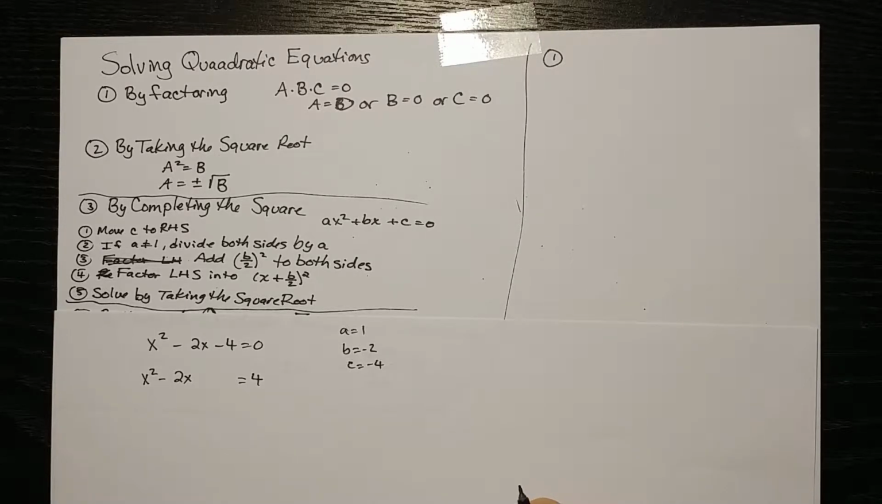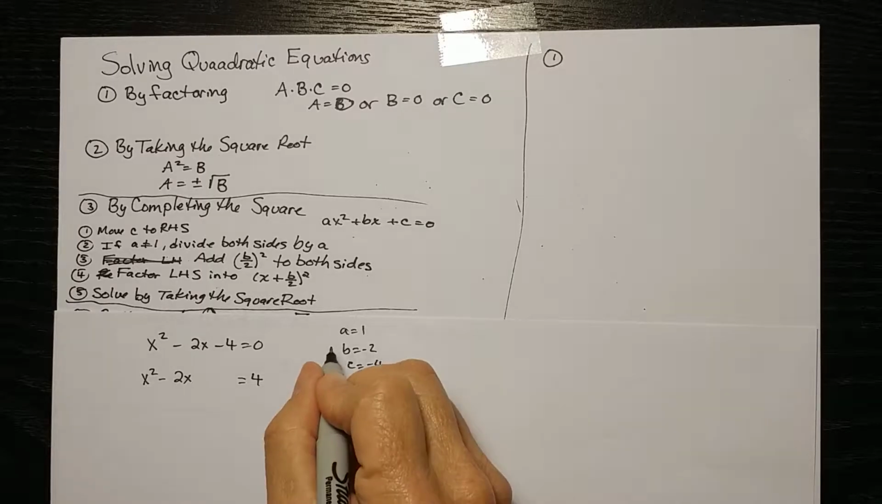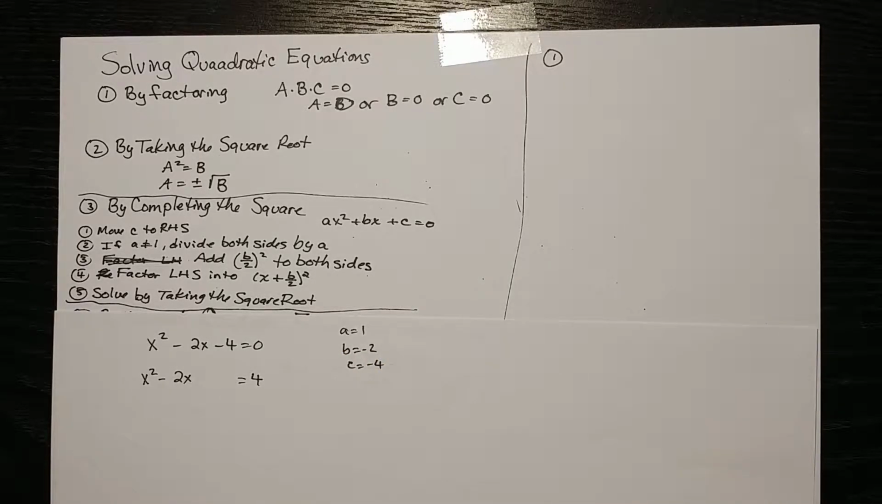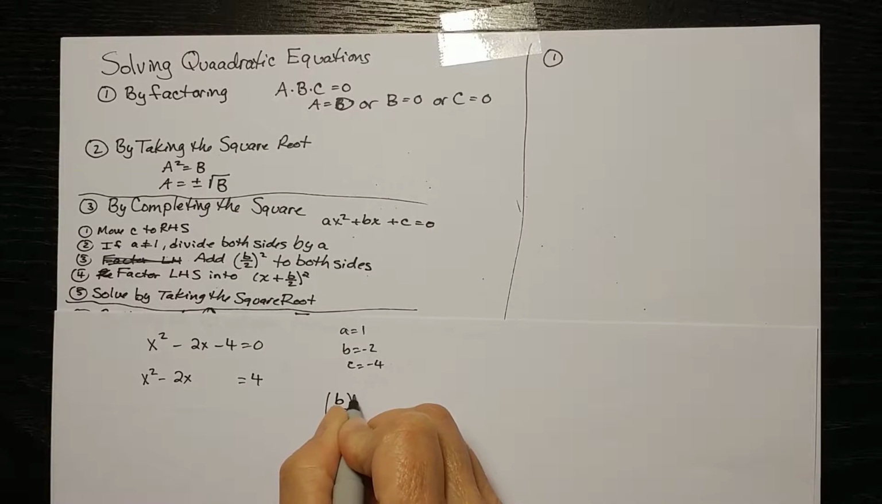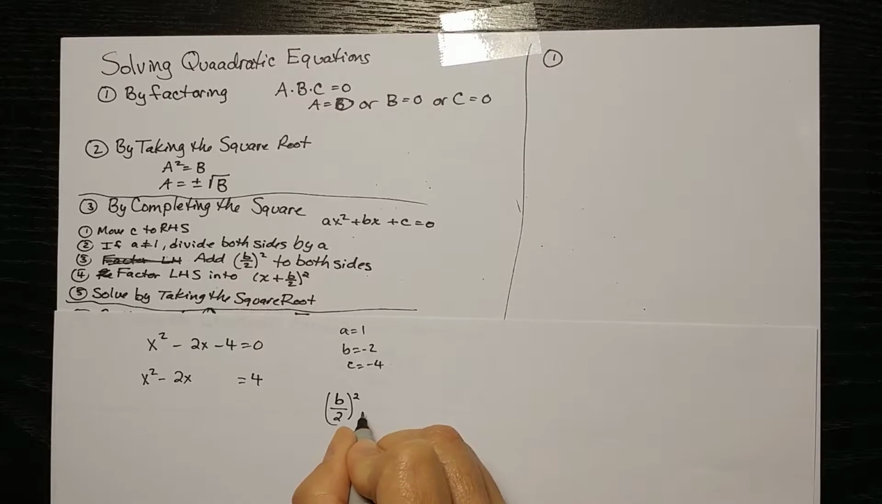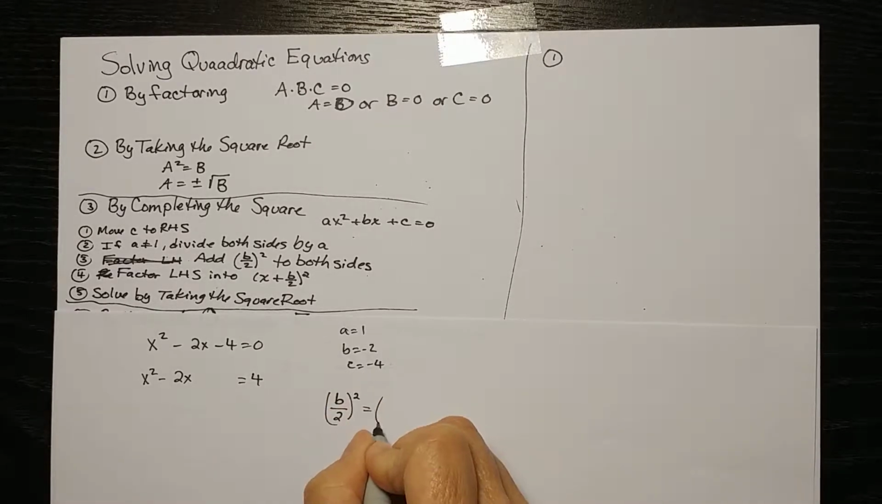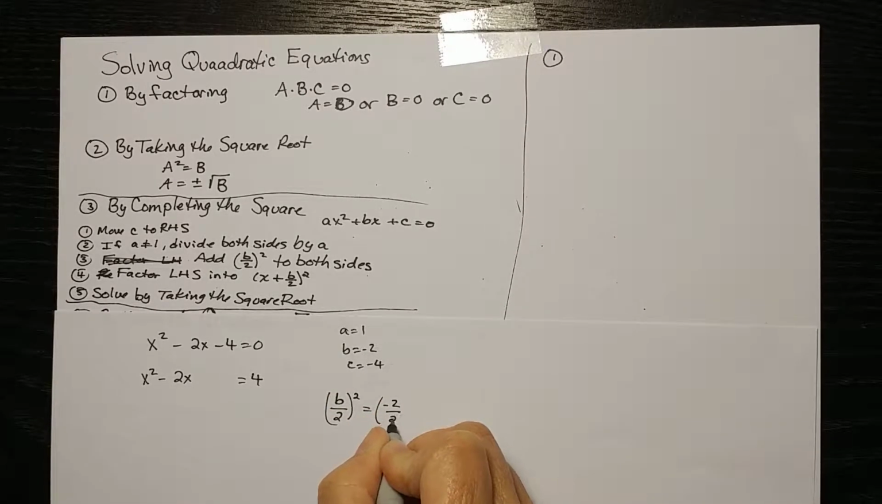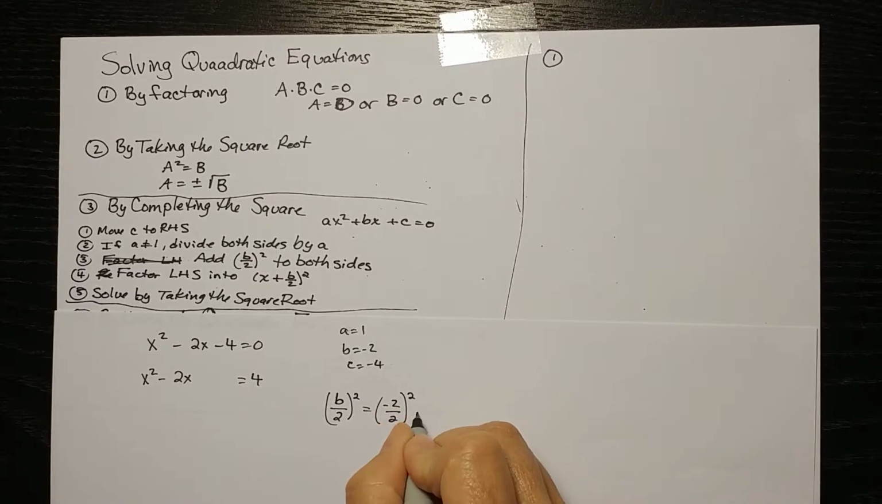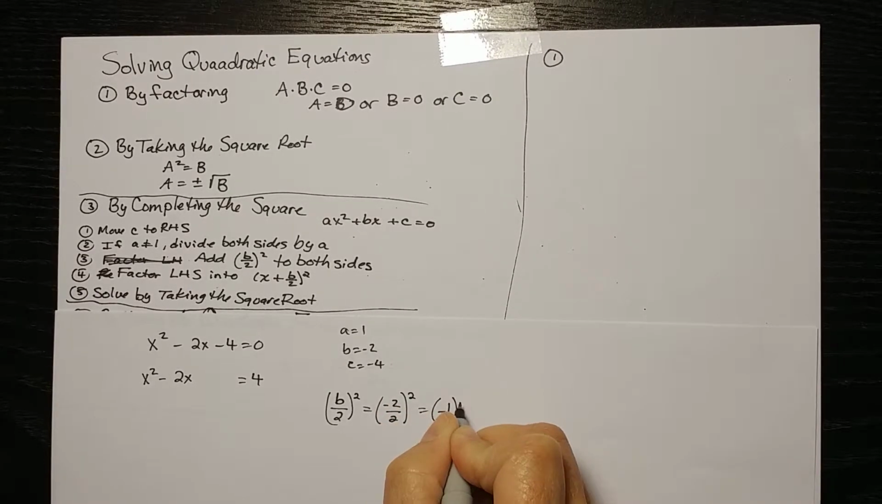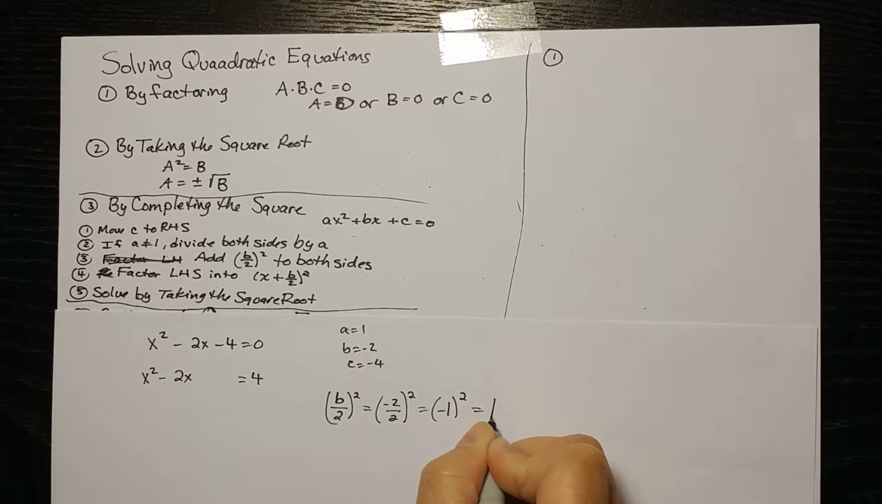And then it says if a does not equal 1, divide both sides by a. But a is equal to 1, so I don't have to do that. I could divide both sides by 1, but it would look exactly the same. Then step 3 says to add the quantity b over 2 squared to both sides. In this case, my b is negative 2. I need to add negative 2 over 2 quantity squared to both sides. This is negative 1 squared, which equals positive 1.